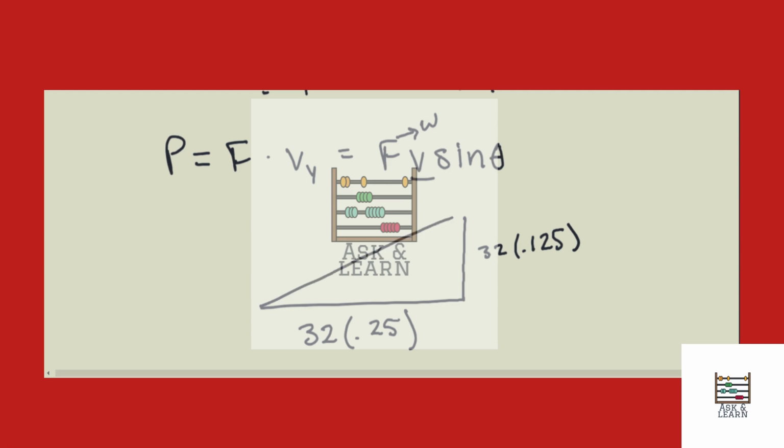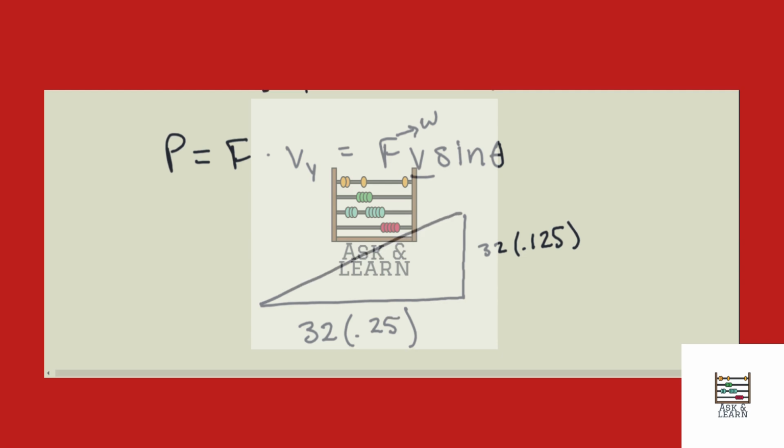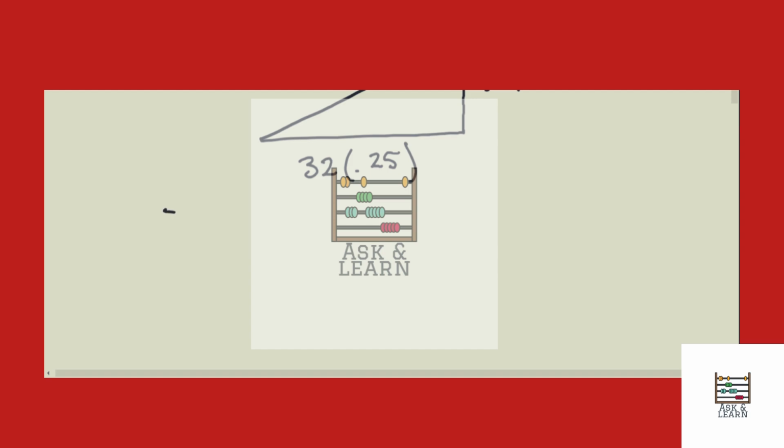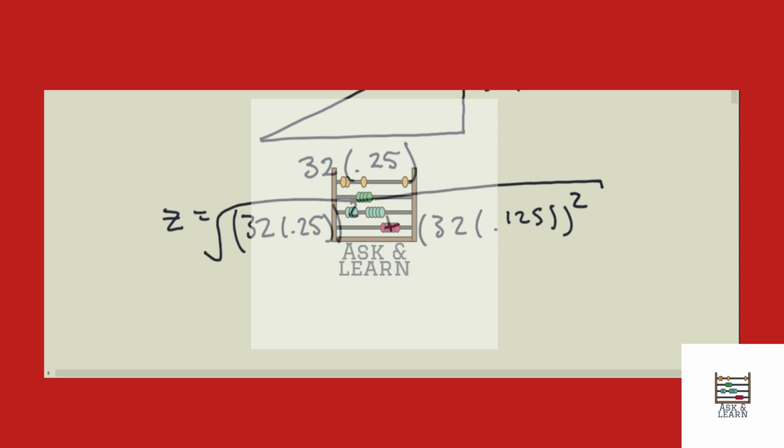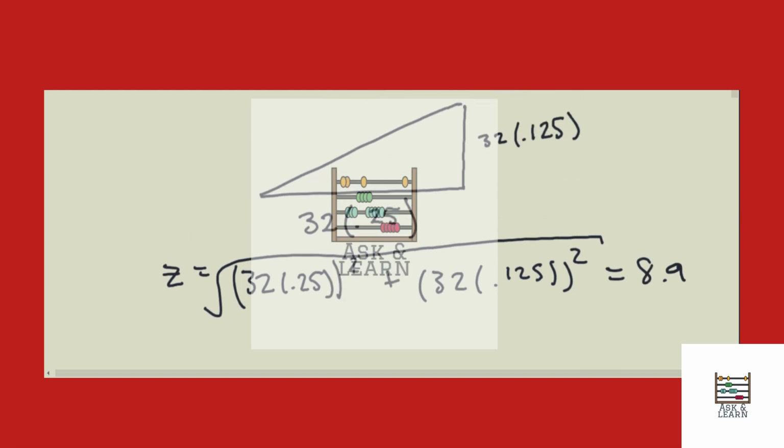So then to find the hypotenuse, which we'll call z, it's just 32 times 0.25 squared plus the height 32 times 0.125 squared, and then all of that to the square root. For the hypotenuse, we get 8.9.